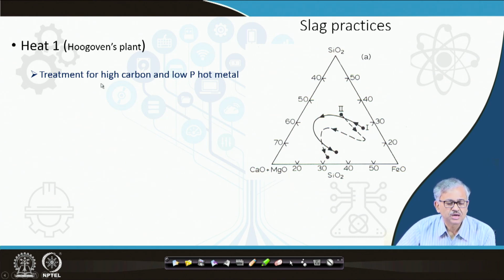My concern is how to remove the carbon within this blowing period. So, my concern is, from the beginning, we have to remove the carbon at a higher rate. So, what is this? This is the slag 1 practice. This is the heat one, that is the slag 1. This is the way the slag has evolved with time.